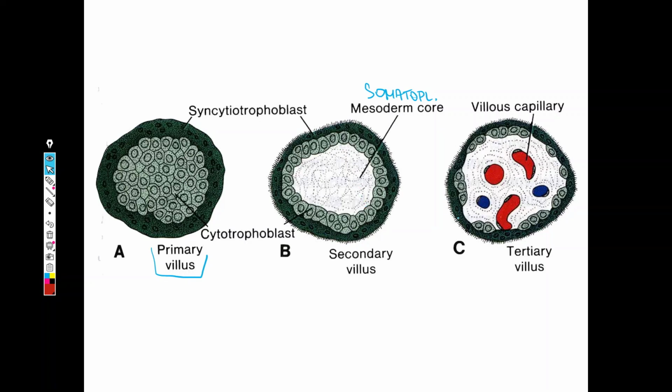And when blood vessels grow into the mesoderm over here, because it's going to happen, blood vessels will be created here in the mesoderm, it turns into tertiary villus. All around the villi, there is maternal blood everywhere around. So here we have maternal blood.